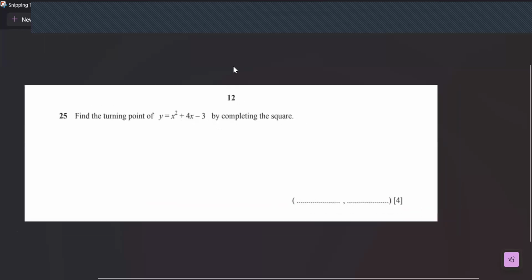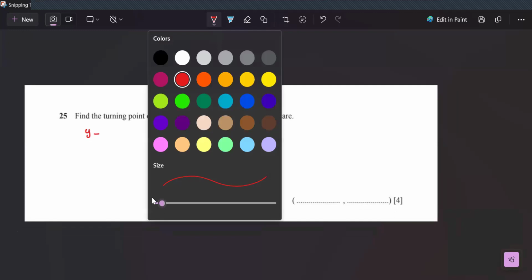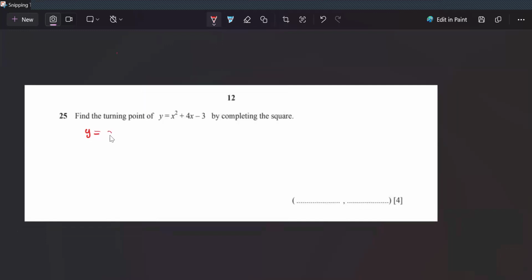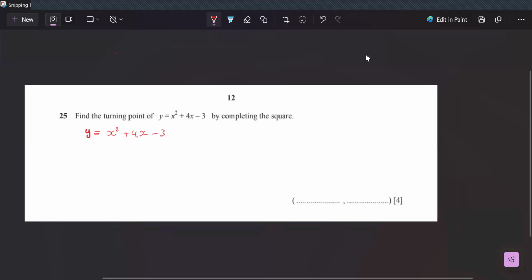Find the turning point of this by completing the square. So I will start first by completing the square. So I have here y equal x square plus 4x minus 3. Do you remember completing the square, guys? Do you remember how to do completing the square?